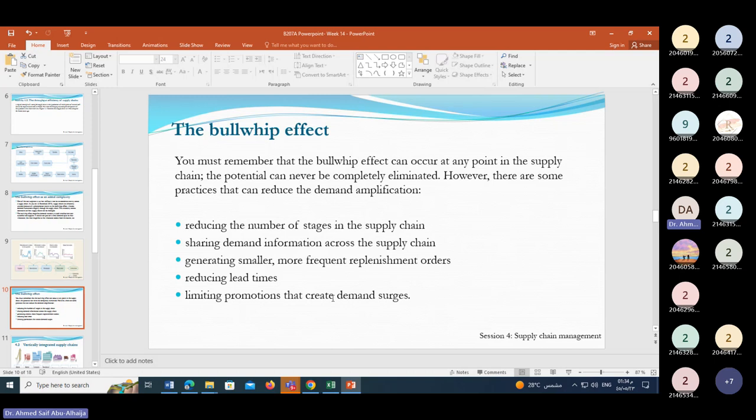Okay, finally. Now, this point, limiting promotions that create demand fluctuations. I am against this point because no, we need to do promotion. The problem is not with the promotion. The problem is that you don't share the information in the right way with the other members. Imagine that I need to stop promotion. How can I sell more products? So I need to make promotion, but if you need to do promotion, we need to be ready for that.